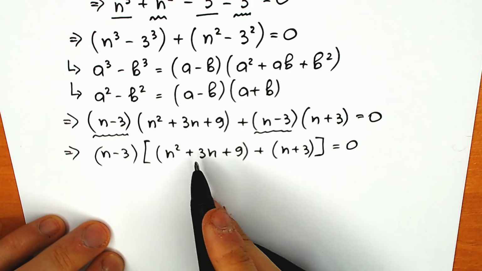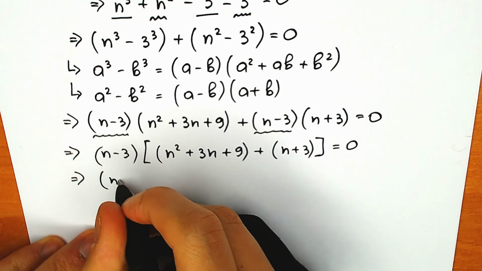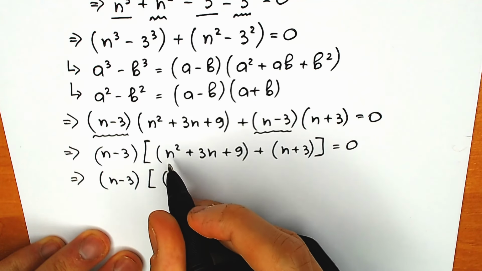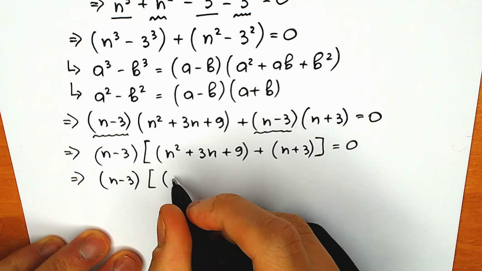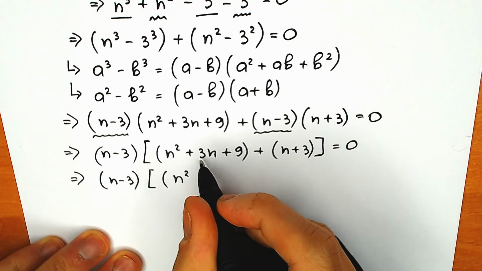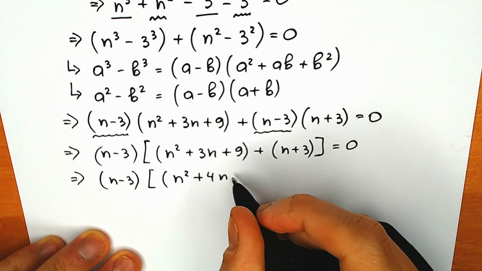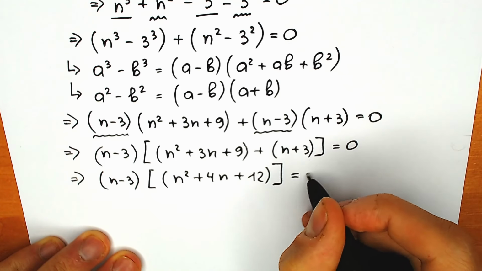So we can actually add something from here. As a result we have the same beginning, n minus 3, and in another parenthesis, what do we have? n squared plus 3n plus 9 plus n plus 3. So we have n squared, plus 3n plus n, so plus 4n, and 9 plus 3, plus 12, equal to 0.